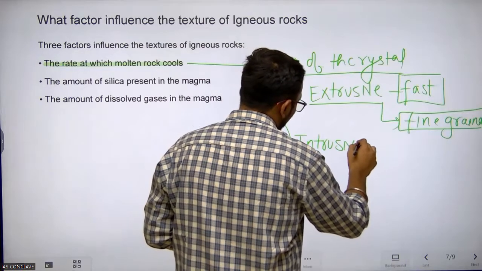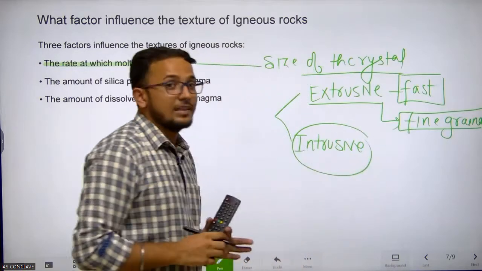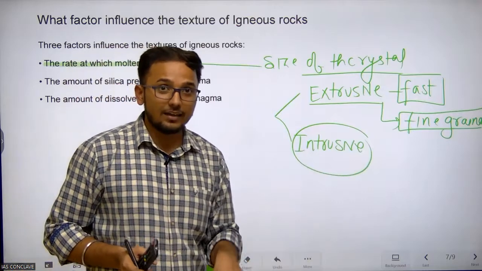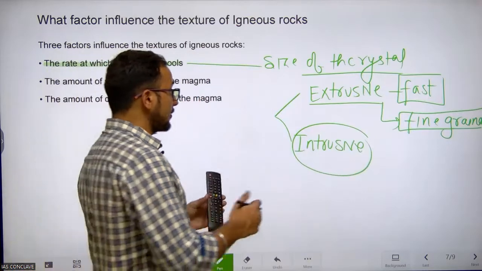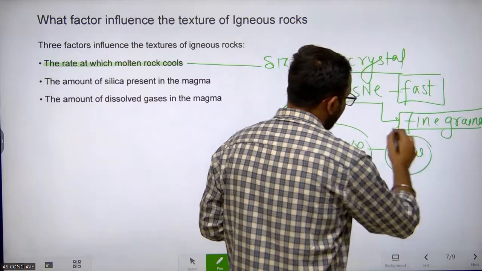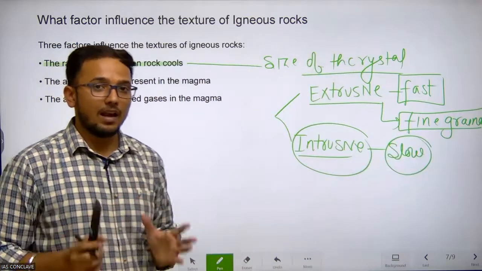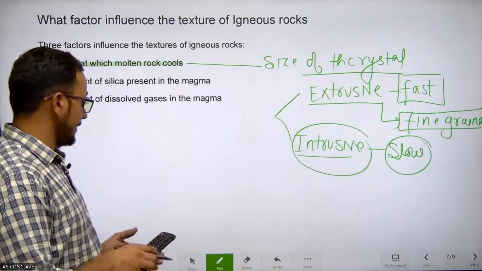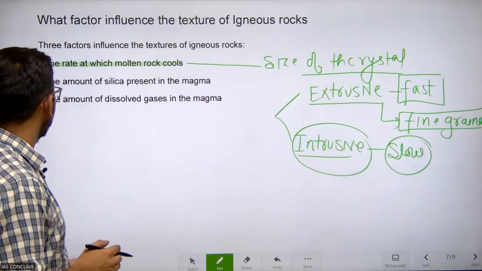Now look at the intrusive process. If the process is intrusive, that means the rock crystallizes within the earth at a greater depth. That means the process would be very slow. If the process is very slow, the crystal size would be very large. So this is how the process defines the crystal size.